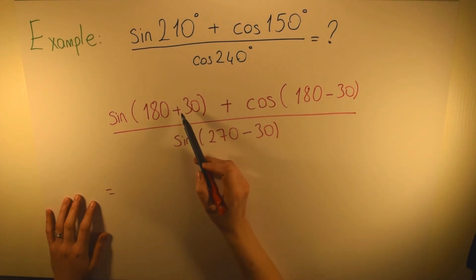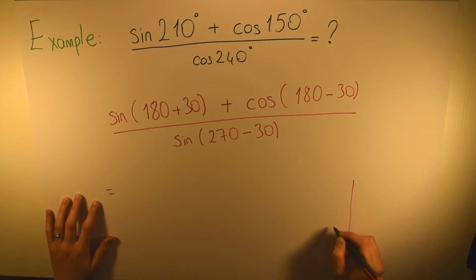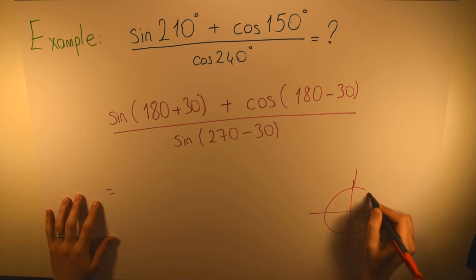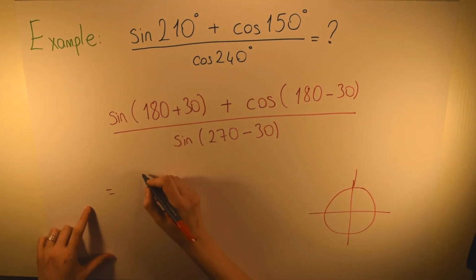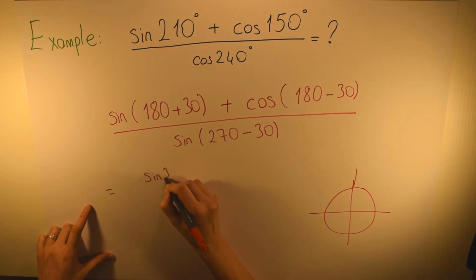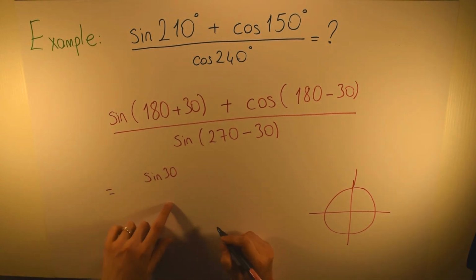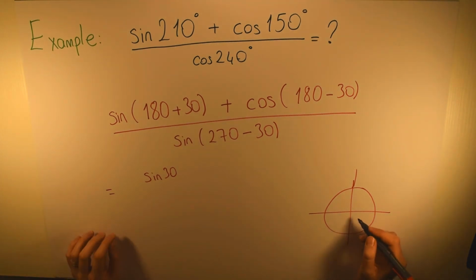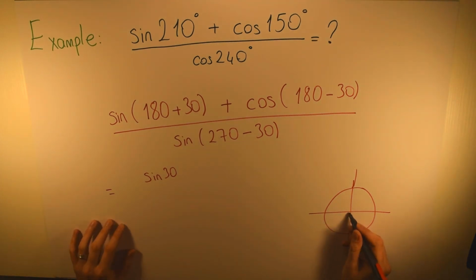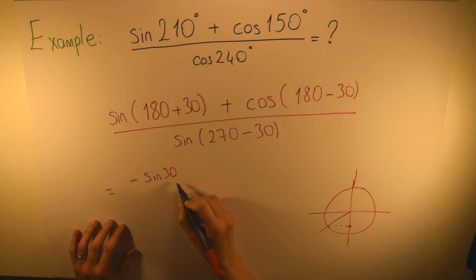So here, let me draw a unit circle to find the signs. When I draw my unit circle, here I need 30, so it will be sine 30. Let's look at its sign. It's sine 210. So 210 degrees is somewhere here, right? So sine, actually, it's on the negative side. That's why it will be minus sine 30.